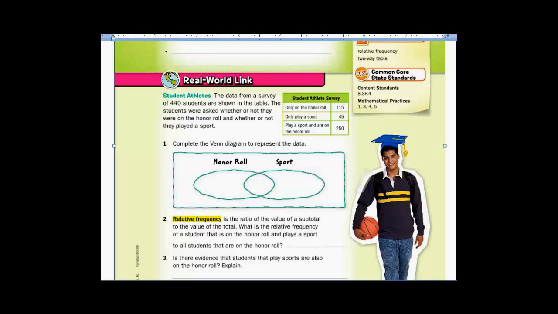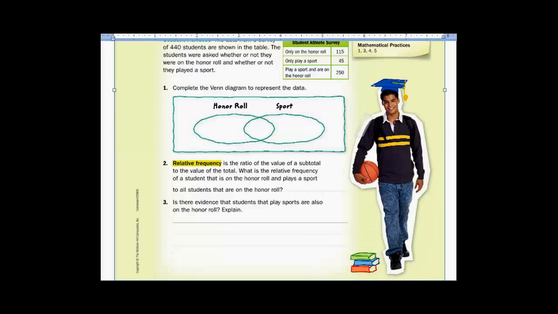You've got 250. These are people who are in the middle here, right? Because you can be on the honor roll and play a sport. They are not exclusive events, so you can do both. So it'll be 250 divided by 440. That's the majority of the people. So that's pretty good. Smart people and athletic. Kind of like myself. All right. Is there evidence that students play sports and are also on the honor roll? Of course. That would be the overlap in the middle.